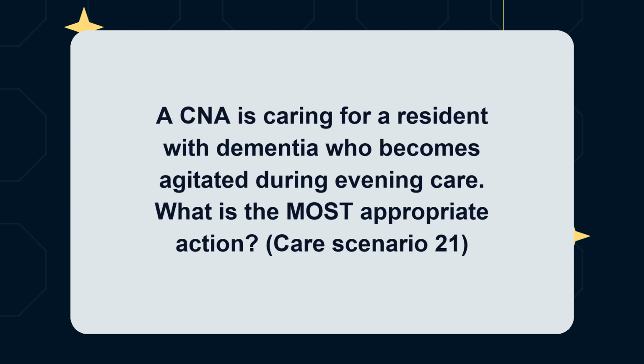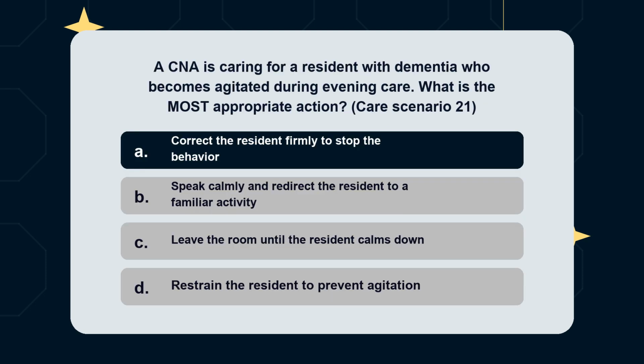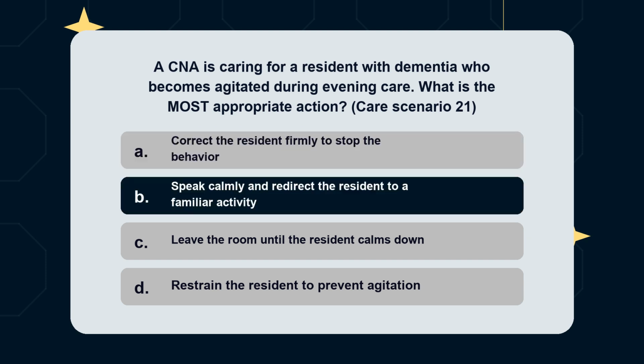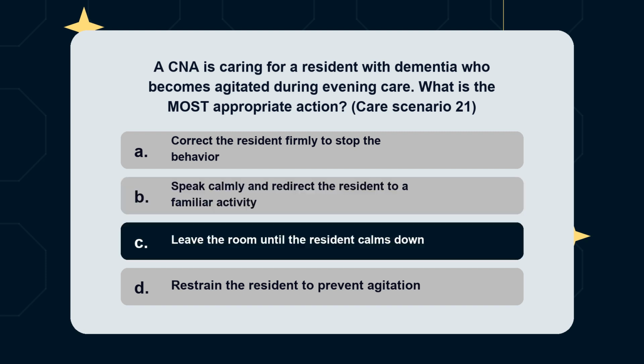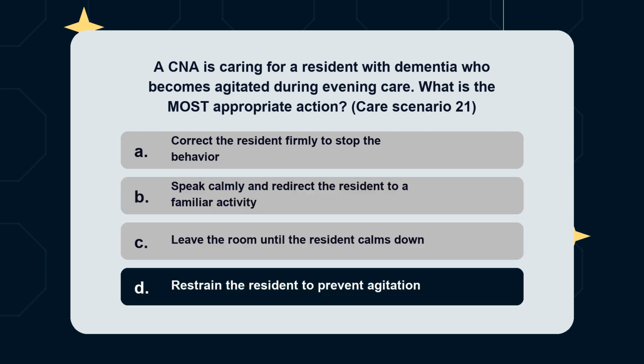Next question. A CNA is caring for a resident with dementia who becomes agitated during evening care. What is the most appropriate action? Care Scenario 21. Is it A, correct the resident firmly to stop the behavior? Or B, speak calmly and redirect the resident to a familiar activity? C, leave the room until the resident calms down? Or D, restrain the resident to prevent agitation?